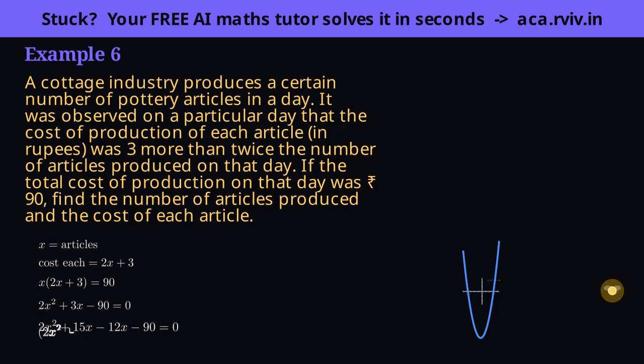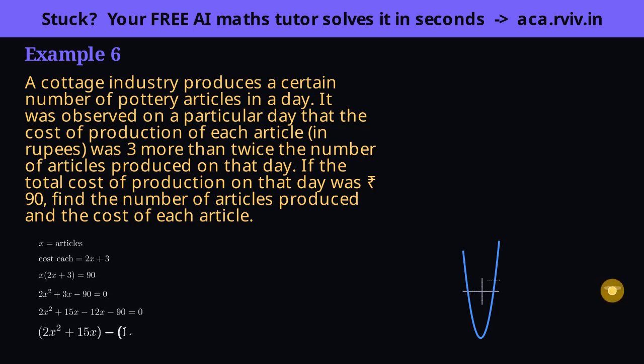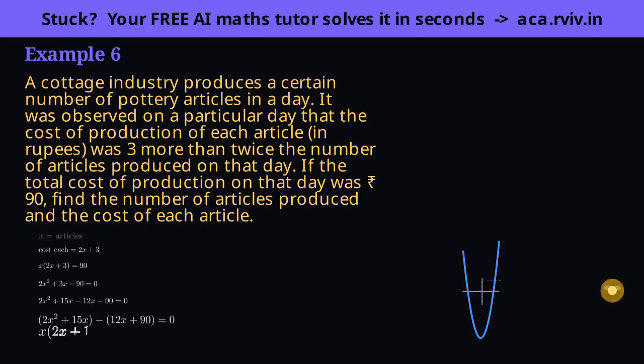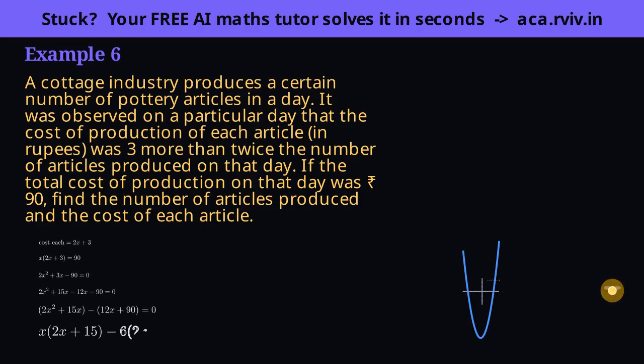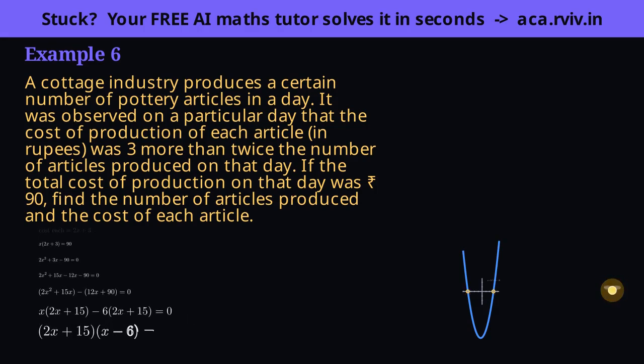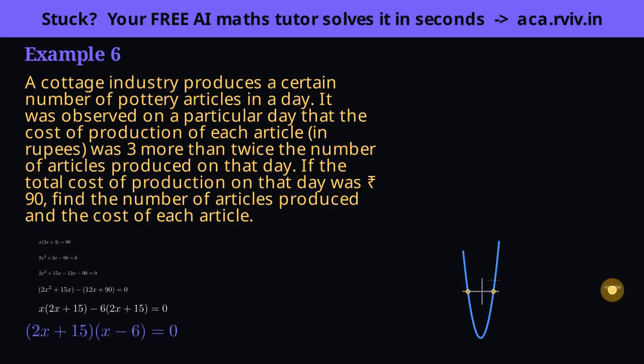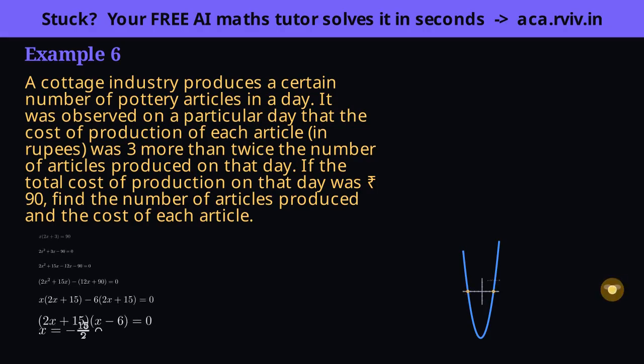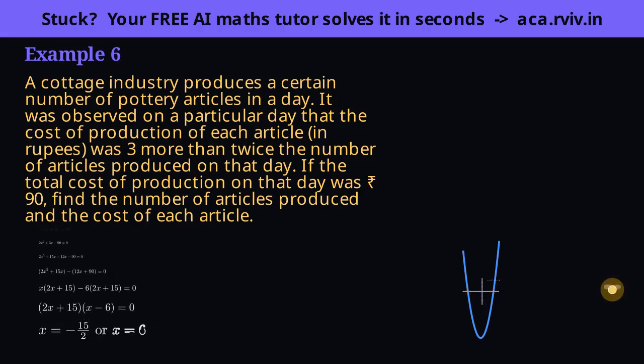Group into two pairs, minding the sign when we bracket the second pair with a minus outside. Take x from the first pair and 6 from the second, both leaving the bracket x plus 15. That common bracket lets us factor into two brackets, a two-factor form. Zero product rule gives x equals minus 15 halves or x equals 6.